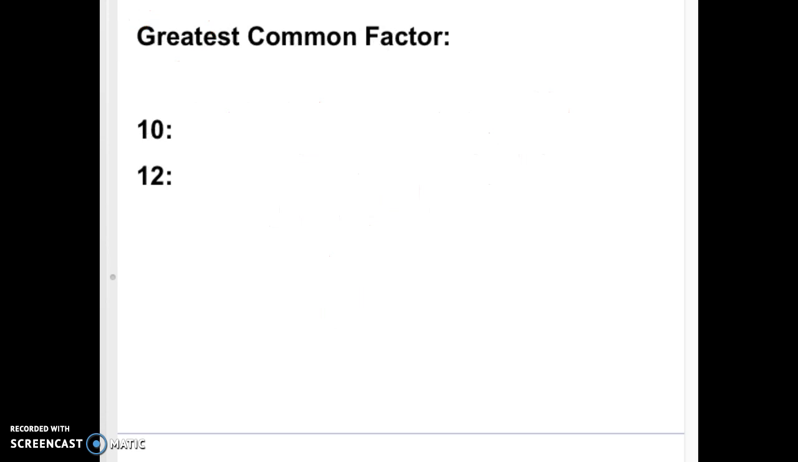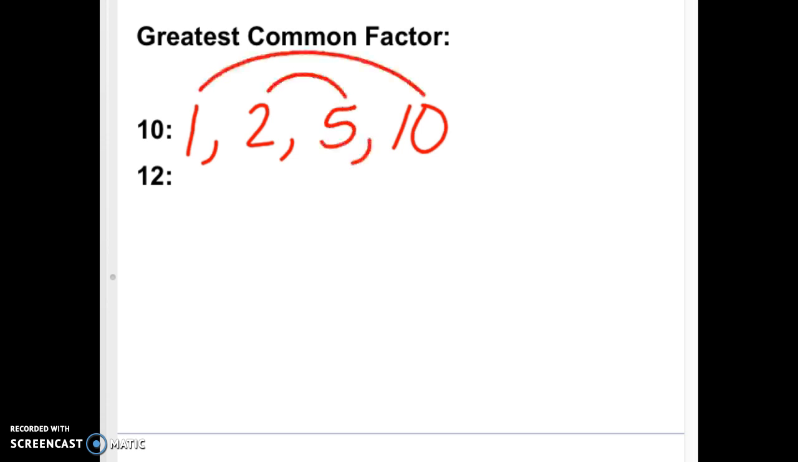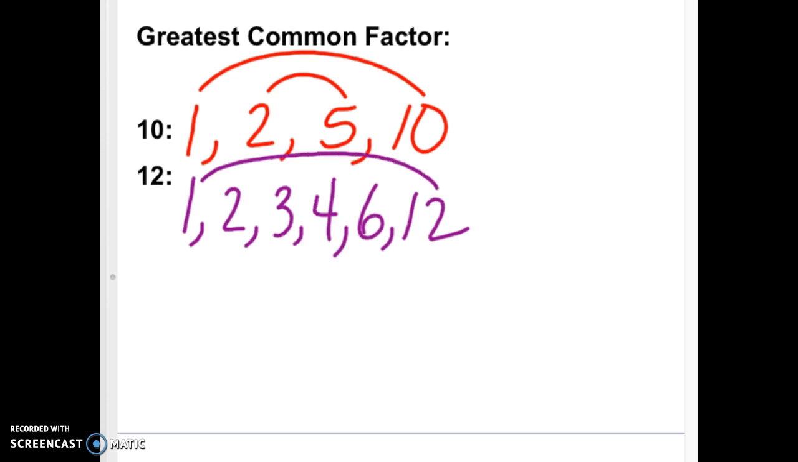And the other thing we're learning is greatest common factor. This is where you list all the numbers that make 10. So I can get 10 by multiplying 1 and 10 and 2 and 5. Those are all the factors. I can multiply to 12 by doing 1 times 12, 2 times 6, and 3 times 4. So this is my factor rainbow.